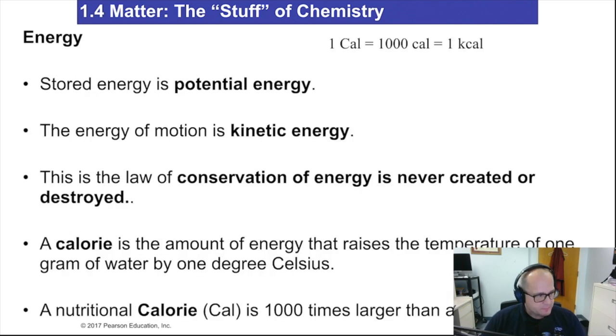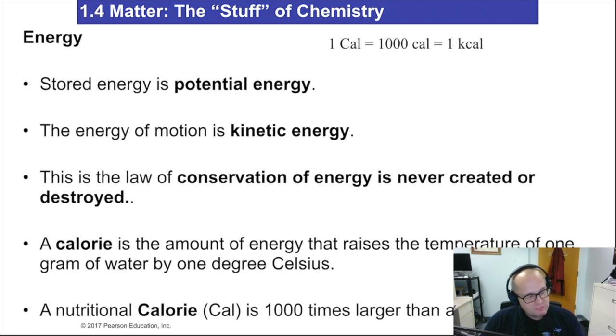Energy. Now, energy is one of these cool things we have to talk about. Energy comes in two main varieties, potential and kinetic. Potential energy is energy that is not being used at this moment. Kinetic energy is energy that's being used at this moment. It's moving. Some people say potential energy is energy that's not moving, or I say it's not being used.